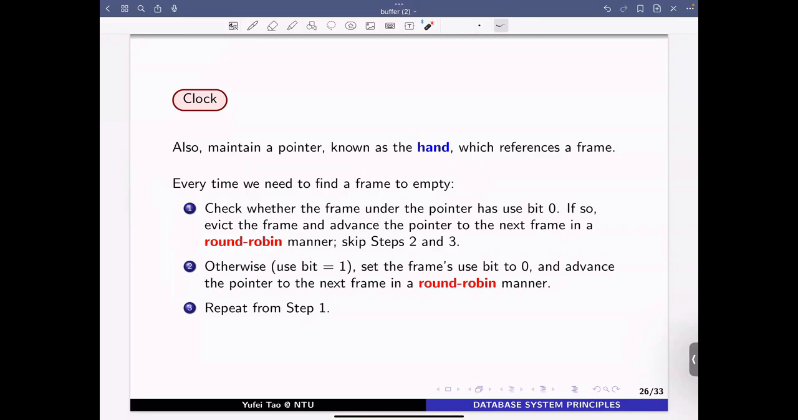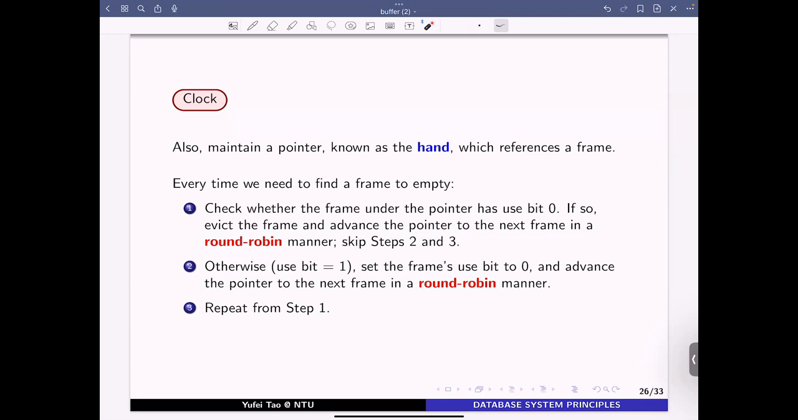So first of all, you check the frame that the hand points to. If the frame has a use bit 0, then this is the guy to go, you already know. After you are done with this, remember you have to advance the pointer to the next frame, in a round robin manner.